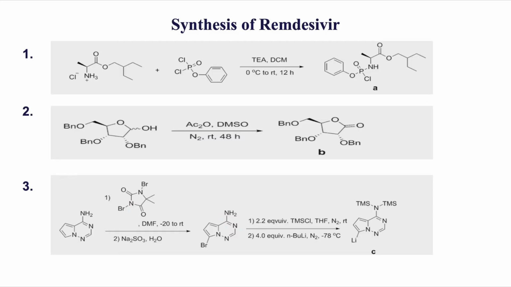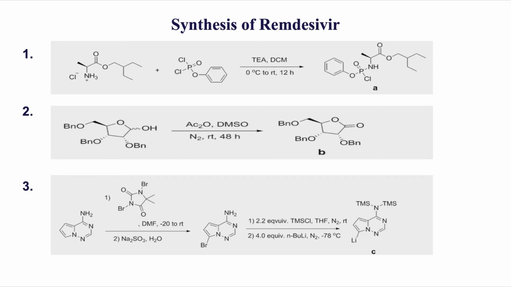strand. The synthesis of remdesivir is done by first preparing the intermediate A from alanine and phenylphosphodichloridate in the presence of triethylamine and dichloromethane. Then ribose is protected by triple benzyl and the molecule is oxidized by dimethyl sulfoxide with acetic anhydride that gives the intermediate B.